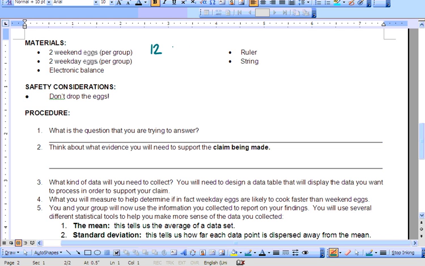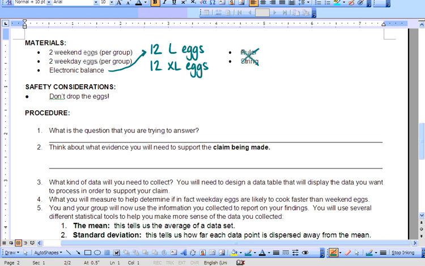So this is the minimum. I want you to measure the mass using the electronic balance. We don't need a ruler or string if yours says that, but you need to use the electronic balance to measure the mass of 12 at the minimum. Try to get more if you can. 12 large eggs and at least 12 extra large eggs.